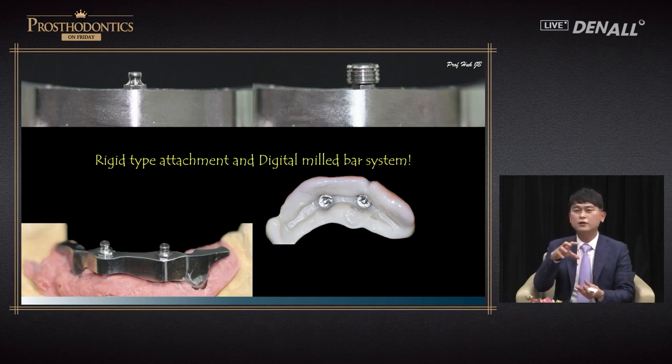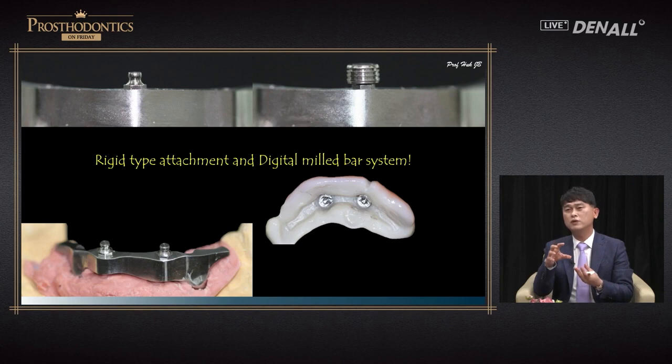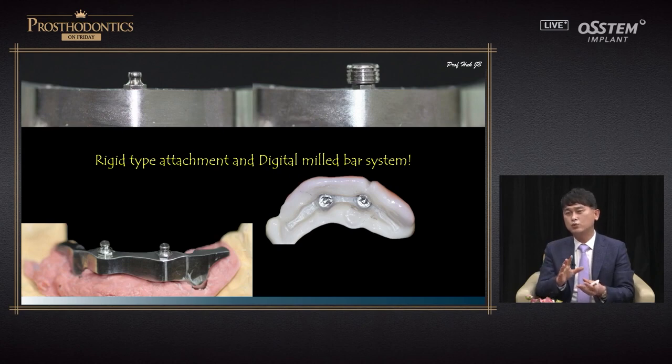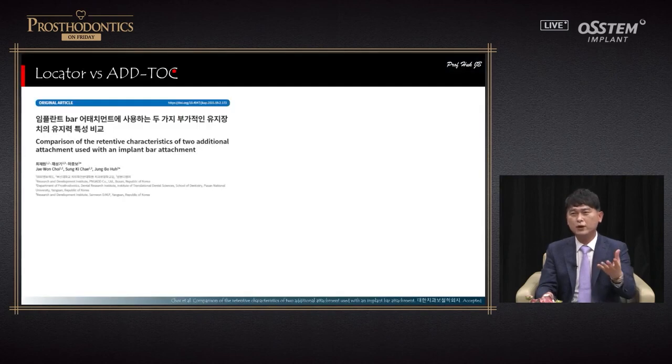In the past, we used to use friction, but now we have dedicated attachments which provide support and stability. So ultimately, we need a fixed prosthesis, but still we can retrieve it. So we need to use a milled bar. For the attachments that can be used with the milled bar, there are Locators and ADD-TOC. The ADD-TOC is developed in Korea.